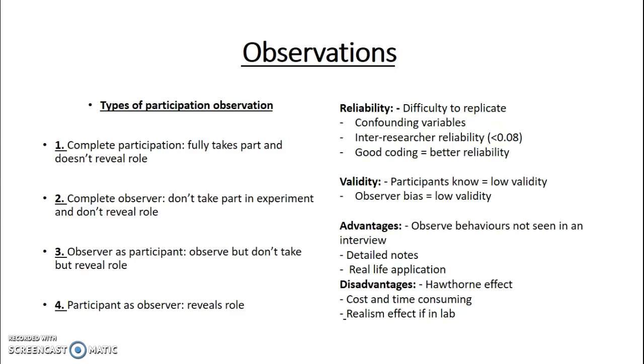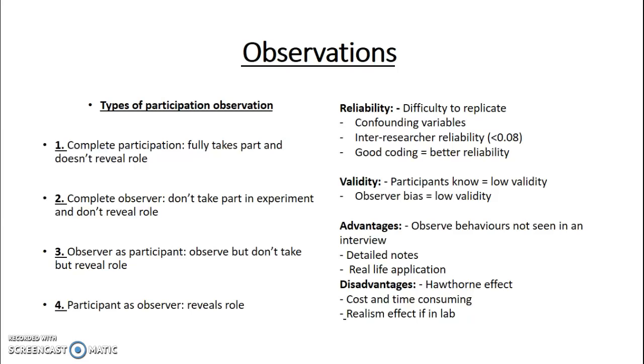Types of participant observation: complete participation, where the researcher fully takes part and doesn't reveal the role. Complete observer, who doesn't take part in an experiment and doesn't reveal the role, so you're just observing, you're not taking part in anything. Observer as a participant, who observes but doesn't reveal the role, so you're observing in secret. And participant as an observer, who actually reveals the role.